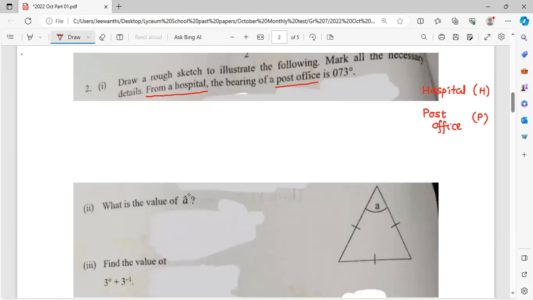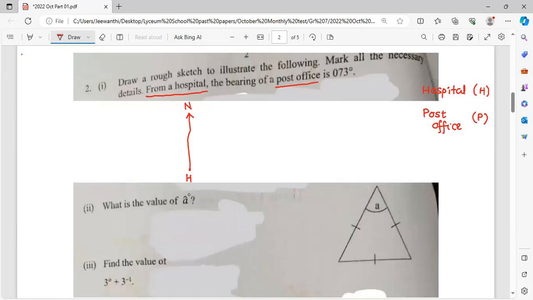We want to draw the north direction. Sorry that I am not using the ruler. North direction from where? From the hospital. Right? This is what you want to do. And the bearing of the post office is 73.